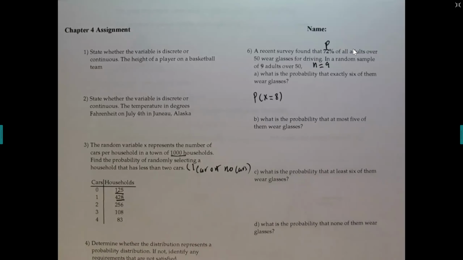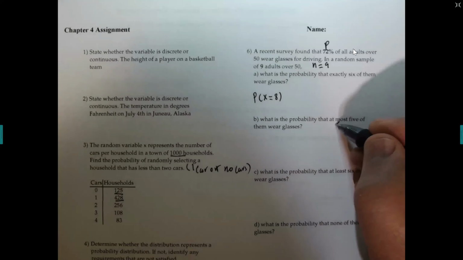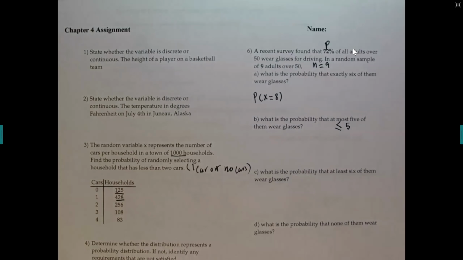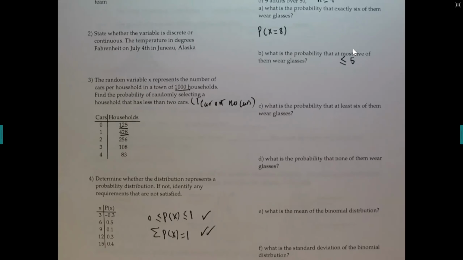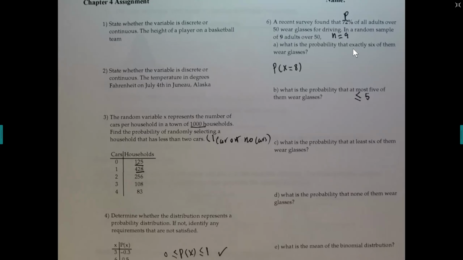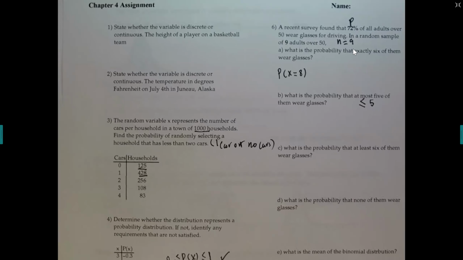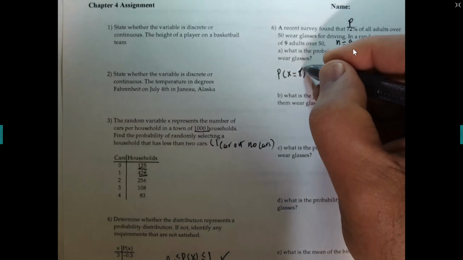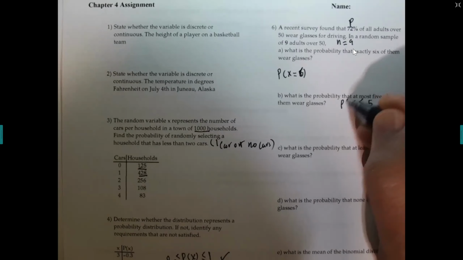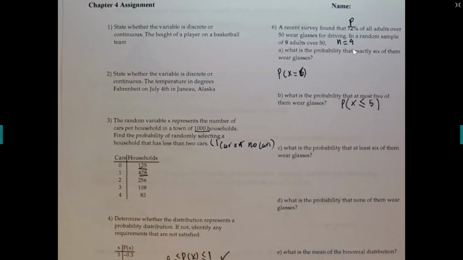What is the probability that at most 5 of them? You know, at most means binomial CDF directly. So that's what you need to do here, which we did. Probability of x equals 6, what is it? Oh, 6 of them, you're correct. And here you need the probability of x less than or equal to 5.